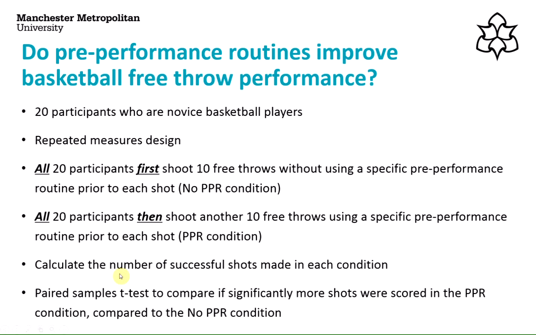During those two conditions, what we would do is calculate the number of successful shots that each participant made in each condition and enter that data into an Excel spreadsheet. We would then run paired samples t-tests to compare if significantly more shots were scored when people used a pre-performance routine compared to when they didn't use a pre-performance routine.